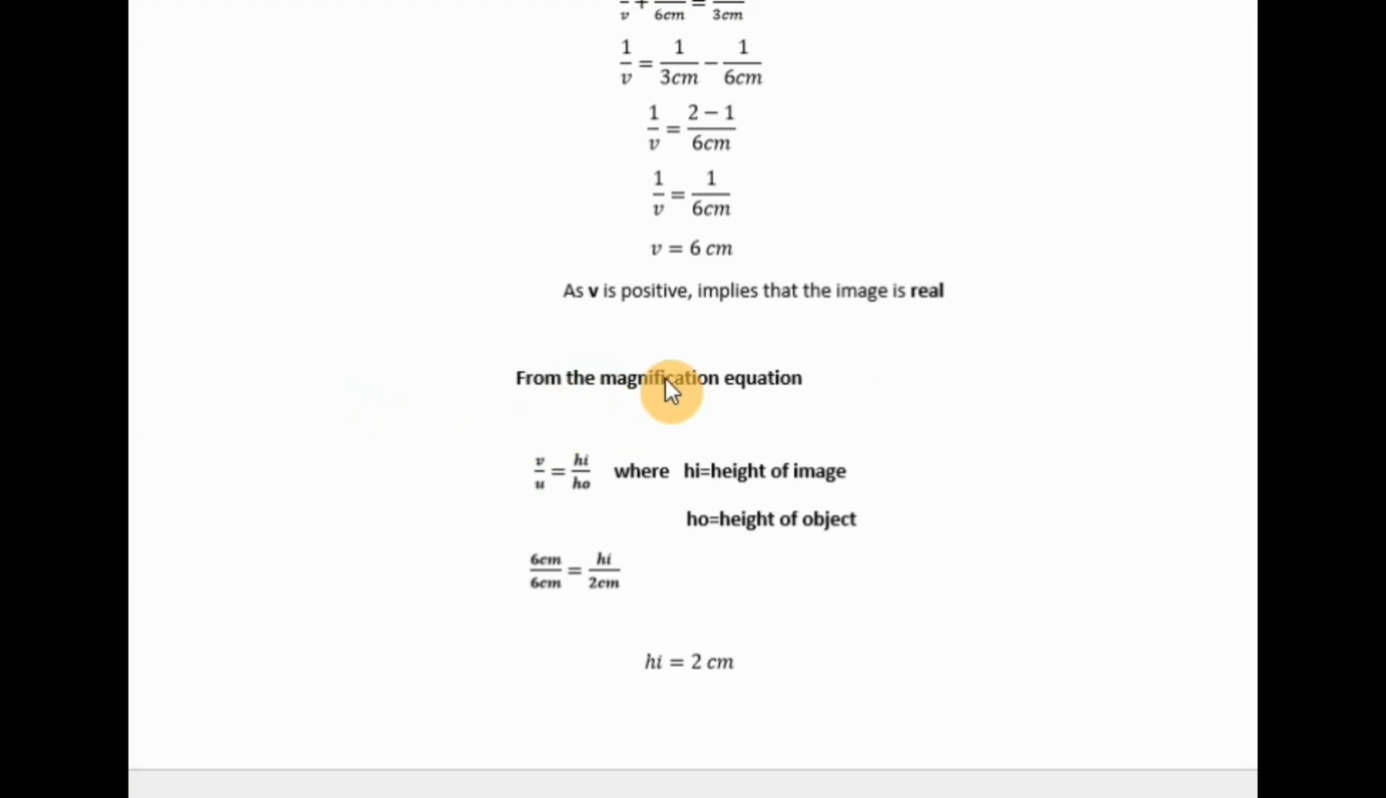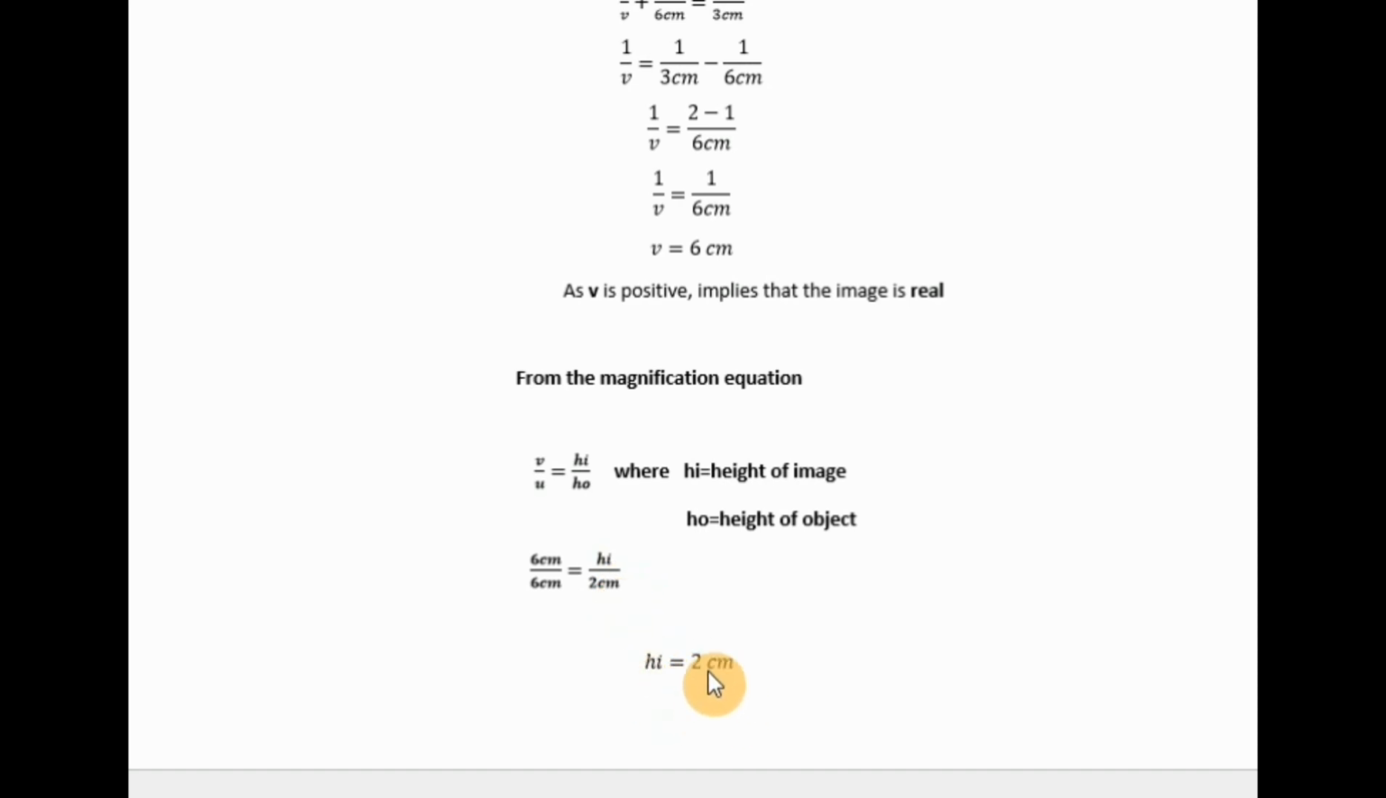According to the magnification equation, we can also determine the height of the image. We know that according to the magnification, V divided by U is equal to HI divided by HO. Remember that V is the position of the image, U is the position of the object, HI is the height of the image, and HO is the height of the object. This will be equal to 6 centimeter divided by 6 centimeter.